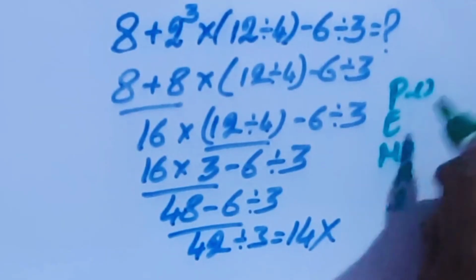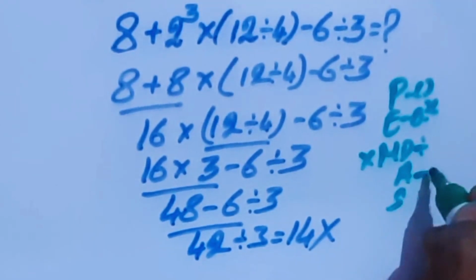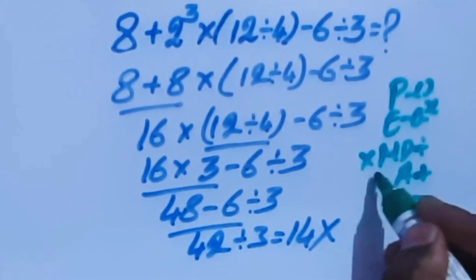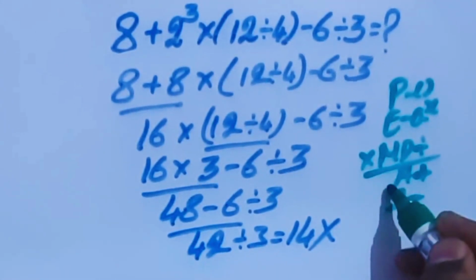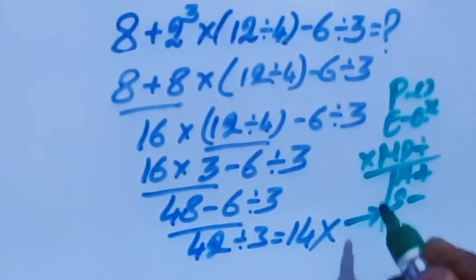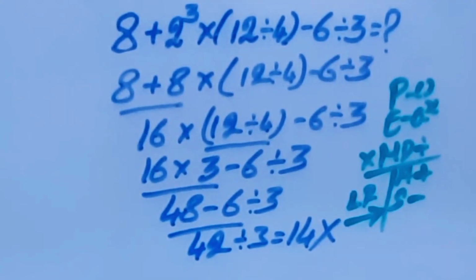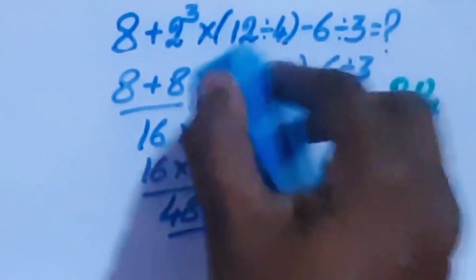This is a bracket, higher priority. This is exponent. M stands for multiplication, D stands for division, A stands for addition, S stands for subtraction. Here multiplication and division are equal priority. Also addition and subtraction are equal priority. For equal priority, we are going to introduce another rule called left to right. Now we are going to solve this problem in the correct way by using the order of operations PEMDAS.